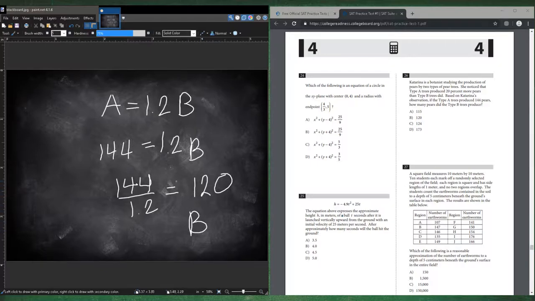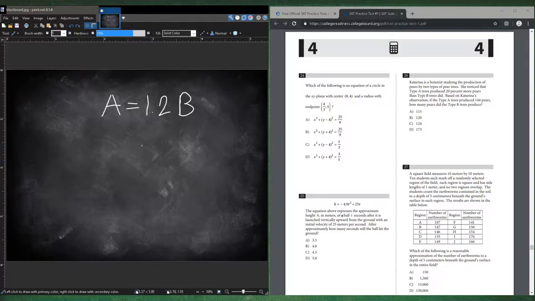You can use your calculator for this. I just did a rough estimation because 144 divided by 1.2, 1.2 is like 12, and I know 12 squared is 144, so I just need to multiply by 10 to get 144. So I think the answer is B. But you could just use your calculator to double check if my math is right.